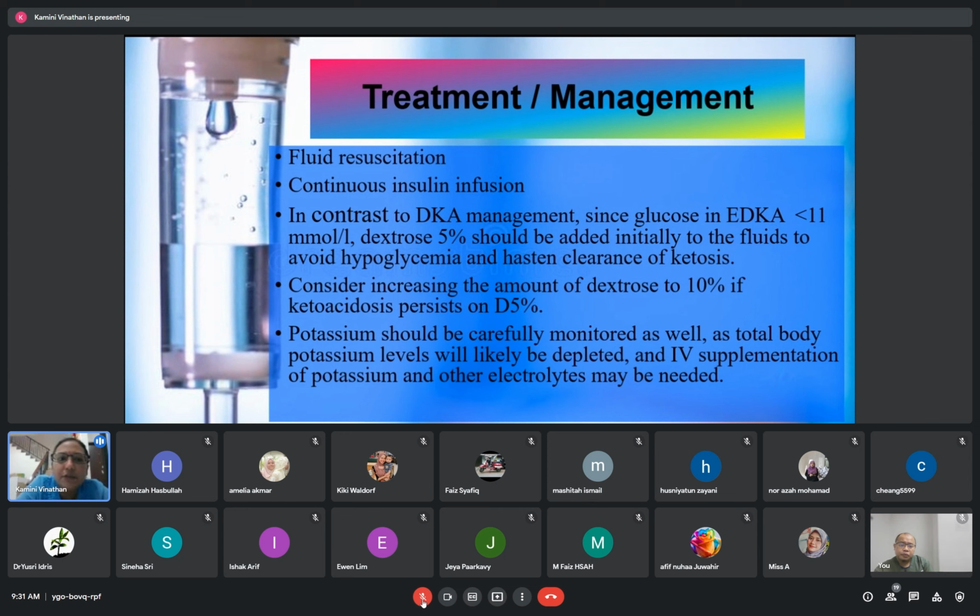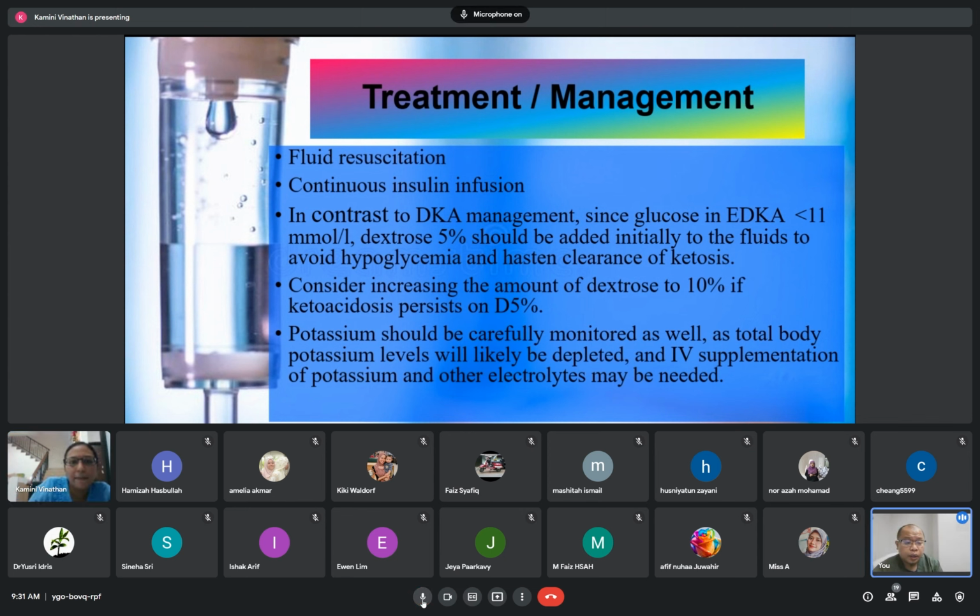Treatment or management is basically fluid resuscitation, the same as DKA, with continuous insulin infusion. The difference in contrast with DKA management is that because the glucose is less than 11, we start dextrose 5, or dextrose 5 or dextrose 10. Other management is the same as DKA. Add-on potassium supplement, all the same as DKA.